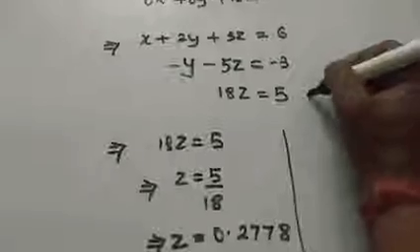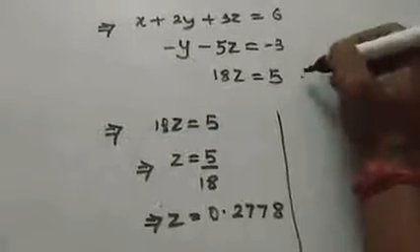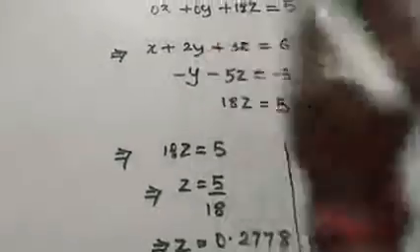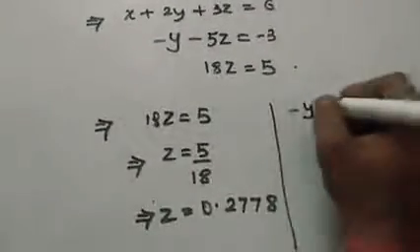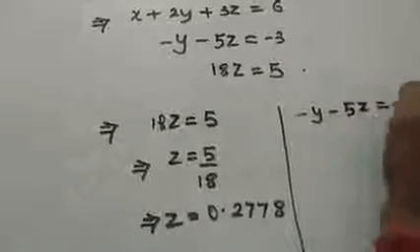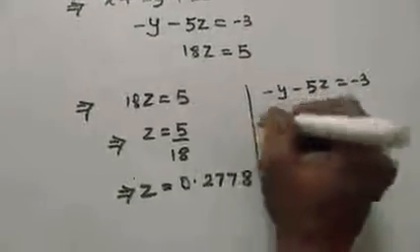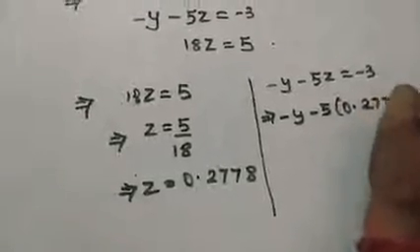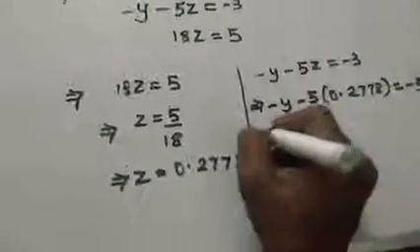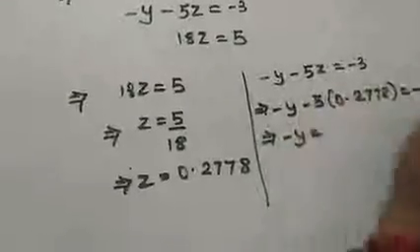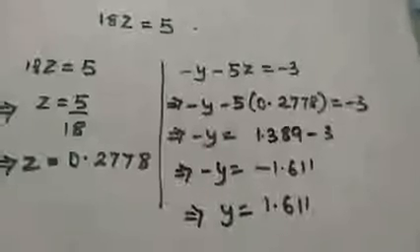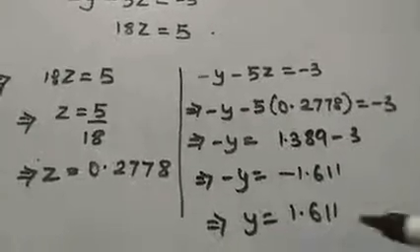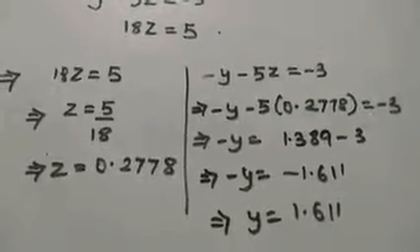First of all, from the third one we are going to find the z. We got the z value. Now we will put the z in the second equation, and from here we get the y value. So let's do that. This is the second equation. Here we are going to put the value of z. That is minus 5 equals, that goes to that side. If you put the value of z in the second equation and simplify, you will get the value of y as 1.611.